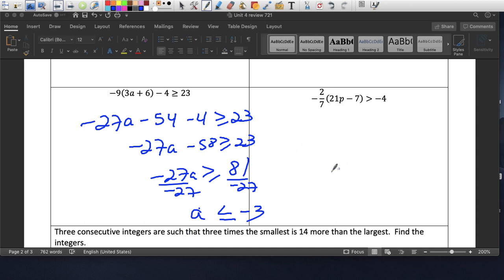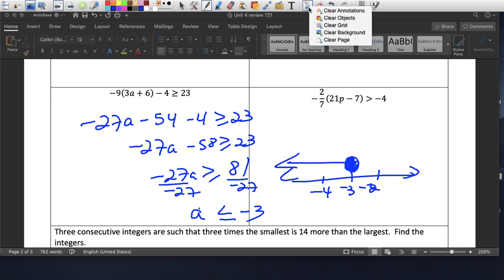Oh no. So again, your graph is going to look like this. We want numbers that are smaller or equal to negative 3, so I'm going to point it that way. Check again: pick a number that's on the left side, substitute, and see if it works out. Okay.